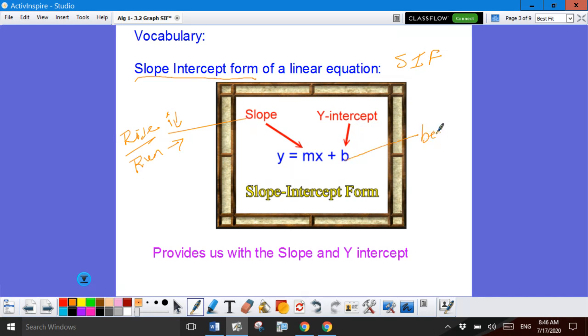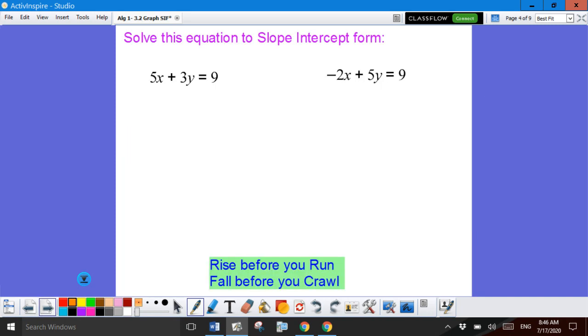And I like to think about the b as standing for beginning, or my starting point, because that is where the first point is going to be. It's going to be on the y-axis, and that's going to be where we start. Remember, this is (0, b) as an ordered pair. All right, so to be able to graph, we actually have to find our slope and y-intercept. So let's do a little bit of review on solving for y.